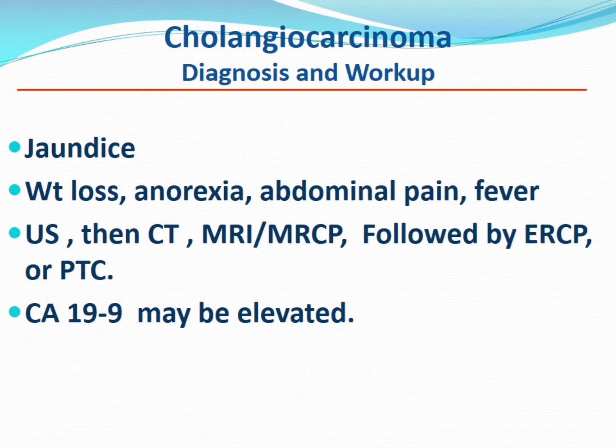The diagnosis and workup of cholangiocarcinoma: the patient usually will present with jaundice, weight loss, anorexia, abdominal pain or fever. Ultrasonography, CT, MRI, MRCP, and ERCP may be needed accordingly. Also, some cases will need PTC if there is a failure of ERCP. CA19-9 may be elevated.